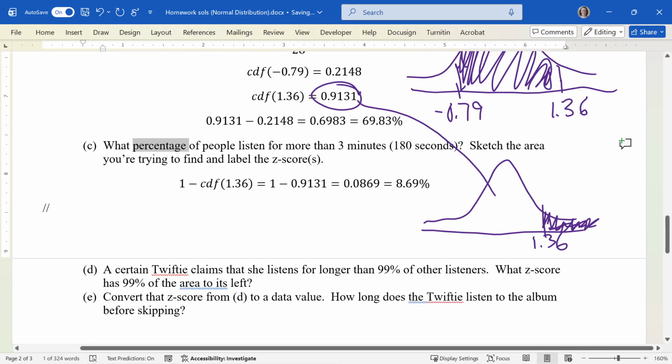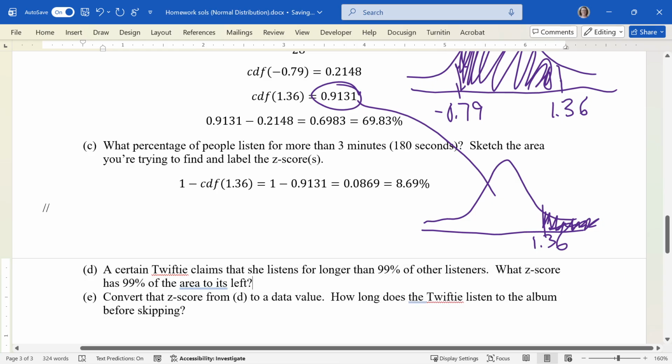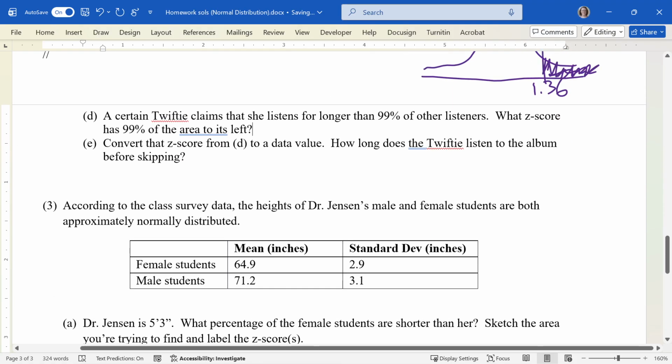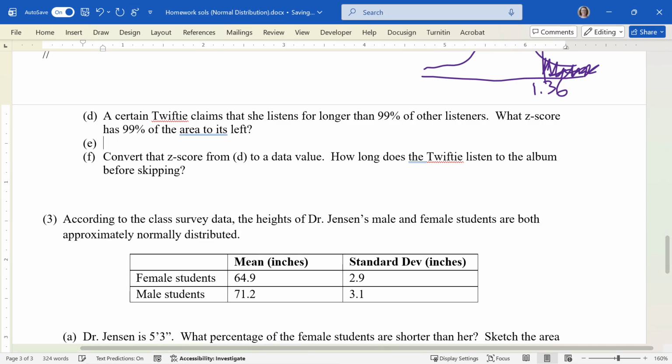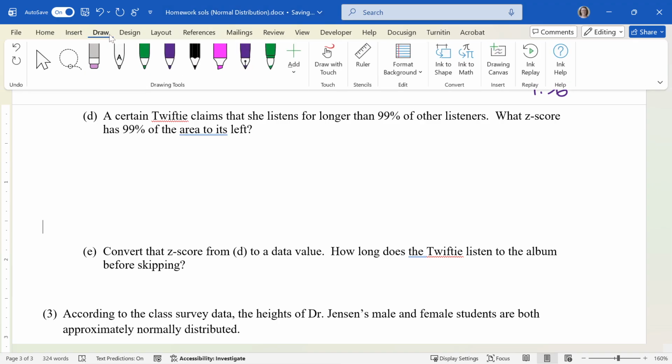Okay, so parts D and E are a little bit, again, asking you to do something I didn't actually necessarily teach you, but I want to see if you can reason it out. A certain Twifty claims that she listens for longer than 99% of other listeners. What z-score has 99% of the area to its left? It didn't ask me to draw a picture, but you could draw one if you wanted to.